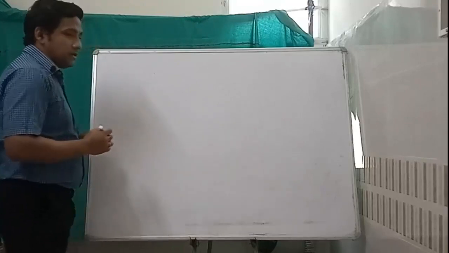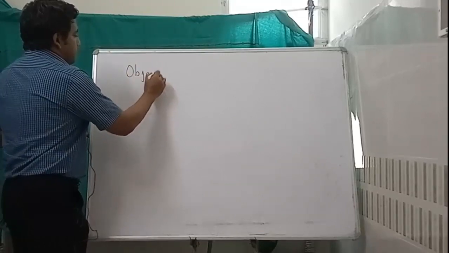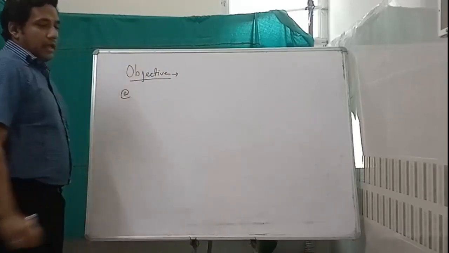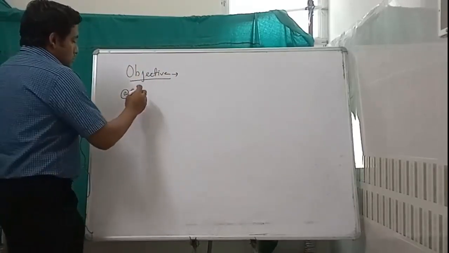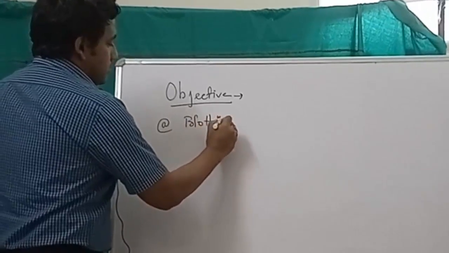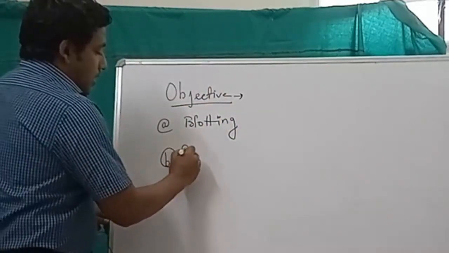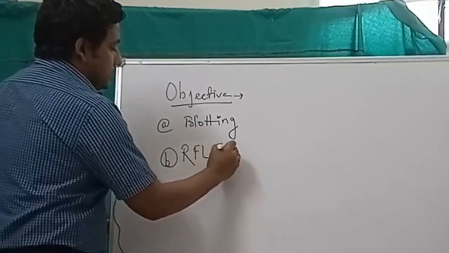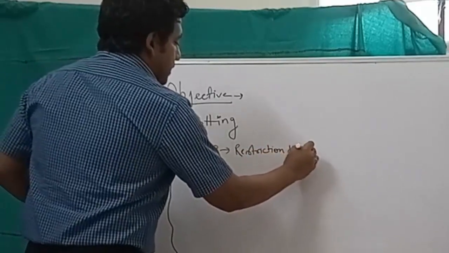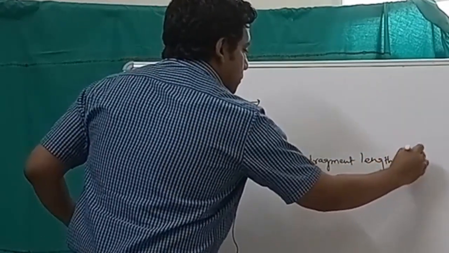Before going to the class proper, let us first know what is the objective of this class. A very brief objective is that today, at the end of the class, my students will be able to know and explain what is blotting, and then we are going to know what is RFLP, that is restriction fragment length polymorphism.